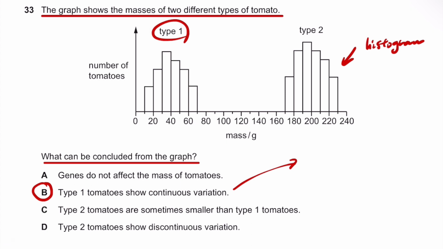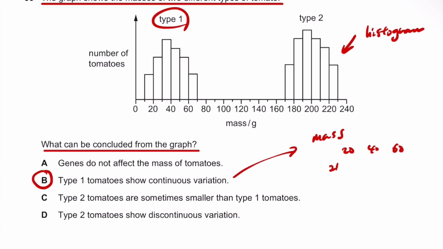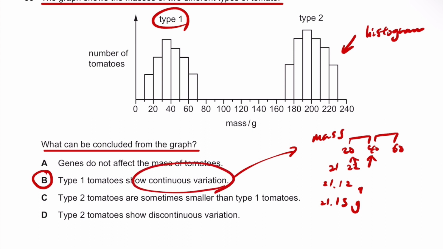So for instance, like mass, there's not only just 20 grams or 40 grams or 60 grams, but also there are 21 grams, 22 grams, and there are even 21.12 grams, 21.213 grams, and so on. So there are many intermediate values in between the intervals, and these different characteristics or features are called continuous variation.